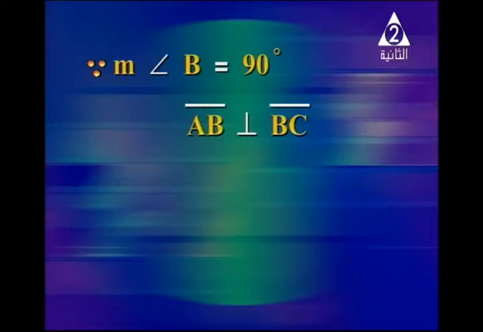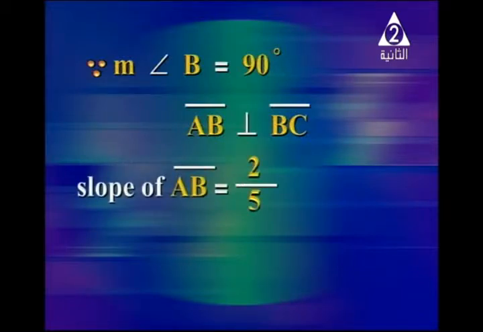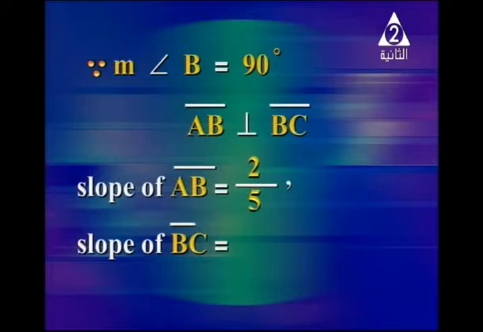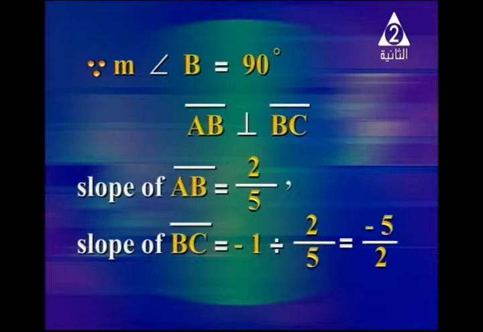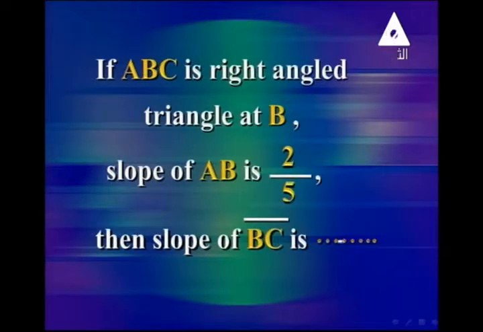Yes, two segments are perpendicular. So the product of their slopes must be -1. In this case, we must find the slope of AB. So slope of AB will be 2 over 5 as given. Slope of BC will be what? Yes, it will be -1 divided by 2 over 5 to obtain a result of -5 over 2. So we can say that the slope of the line BC will be -5 over 2.